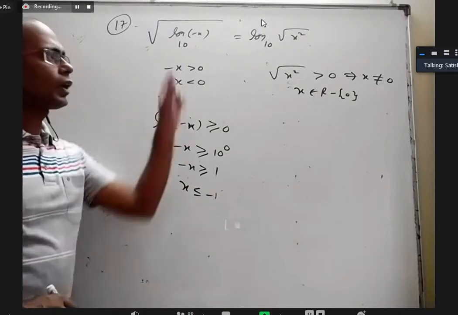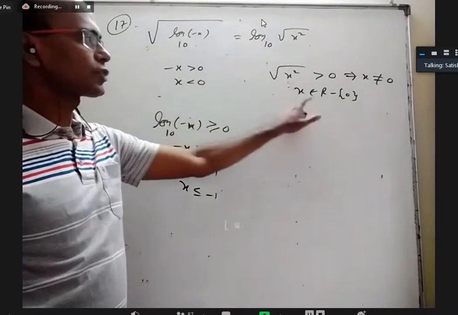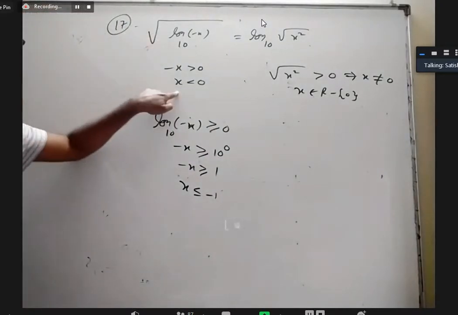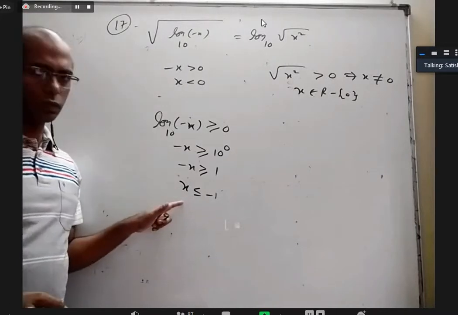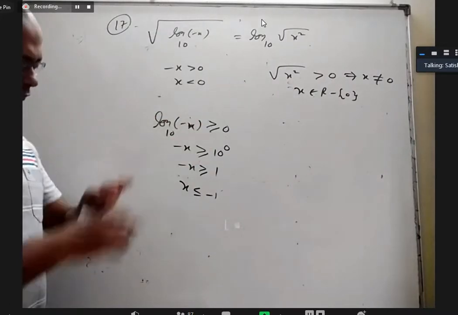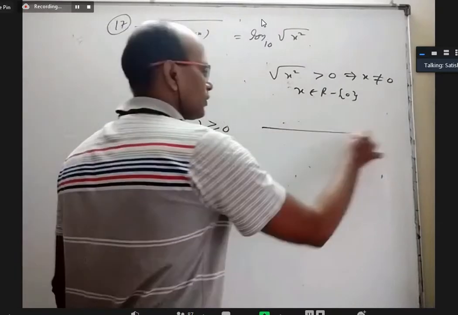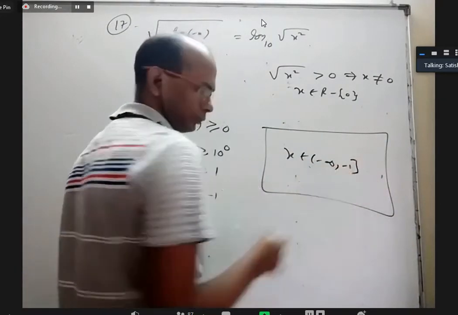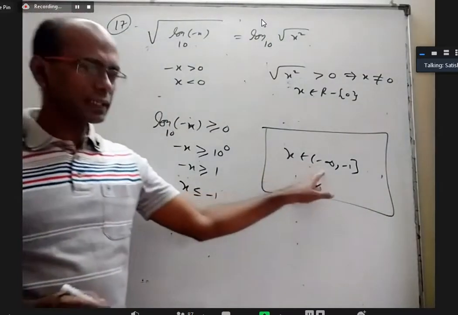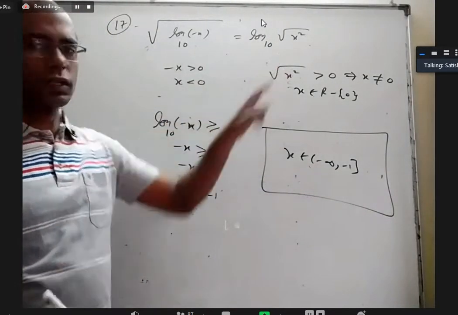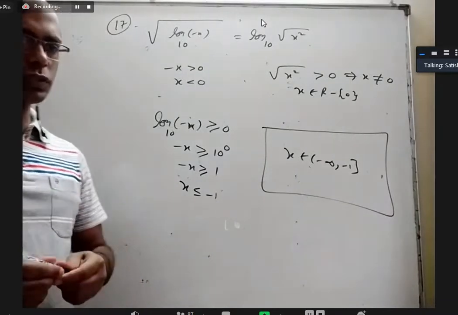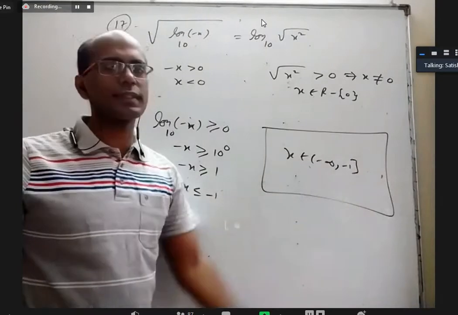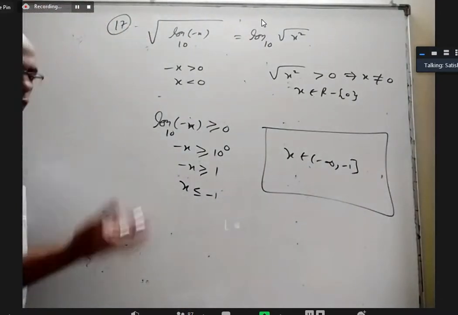Okay, so for the RHS to be defined, x should be any real number other than 0. For the LHS to be defined, x should not be just negative, x should be less than or equal to minus 1. If you want everything to be defined, finally we can say x should belong to minus infinity to minus 1. I am not saying every x here will make LHS equal to RHS. No, that's not my conclusion. My conclusion is that for LHS and RHS to be defined, x should belong to this set of values only. Now we have not yet solved the equation.